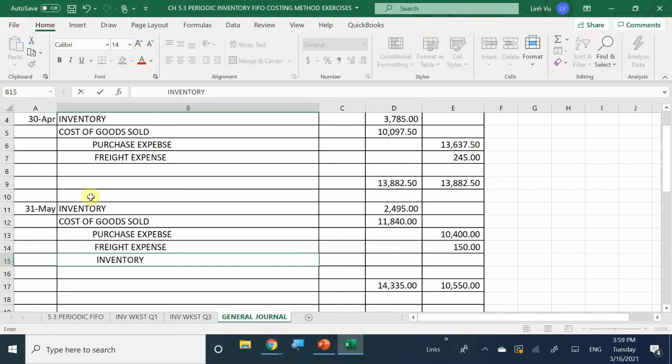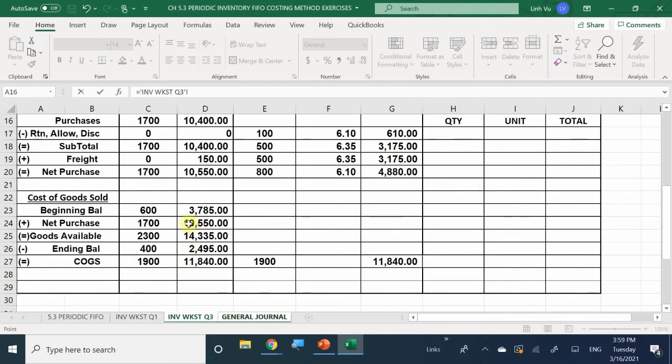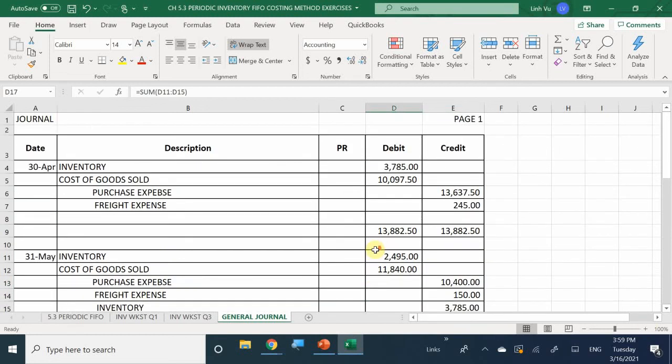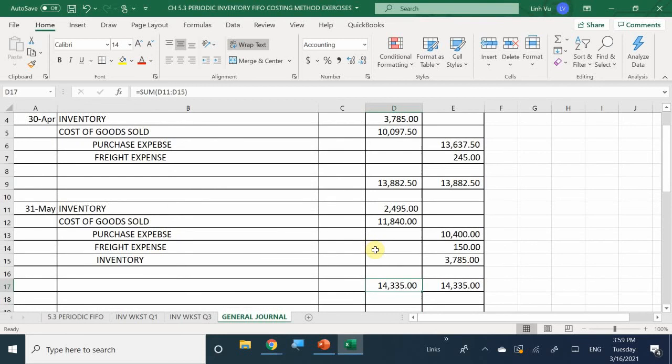So in this case, it was for the 3,785. Boom. Now I match on both sides, 14,335 on the left and on the right. So my debits and my credits match. Any questions so far on how to do the conversion entry or how to do the worksheet in general?